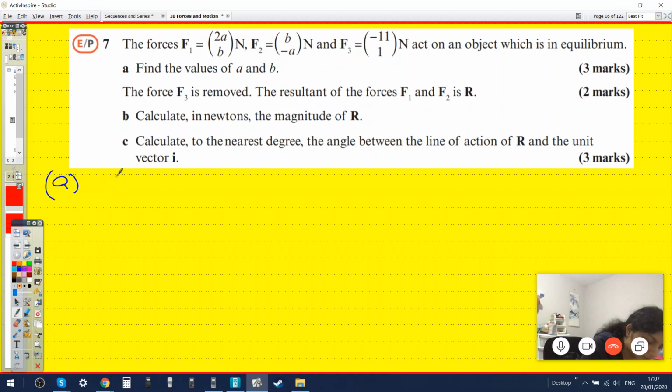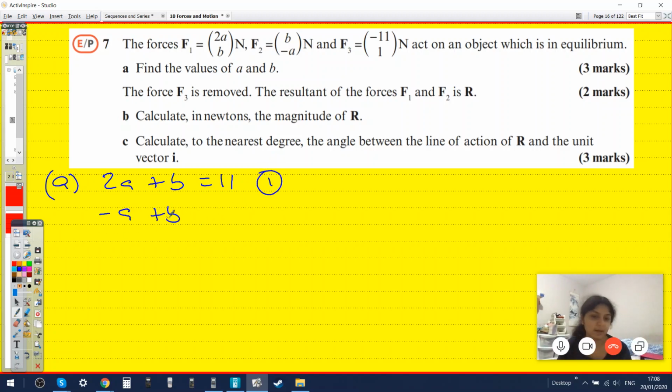What are your two equations? 2a plus b is equal to 11. And minus a plus b is equal to minus 1. Yeah, that's great. And then I just put it in the calculator. Or you could just do it by hand. You use the calculator. Don't do any more work than you need to.